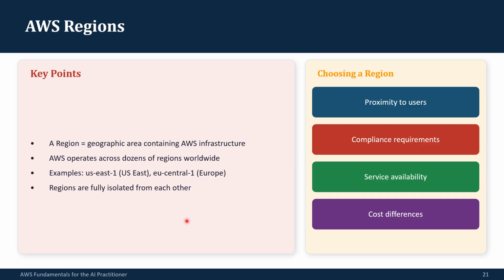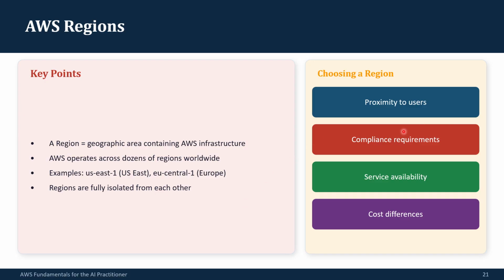The key point is that a region is a geographic area containing AWS infrastructure. That's the main point in AWS regions. AWS operates across dozens of regions worldwide. Like I said, examples are US East or Europe Central, or in India, Mumbai, Hyderabad. And regions are fully isolated from each other. Even though we have dozens of regions, each is completely isolated. And choosing a region is very important.